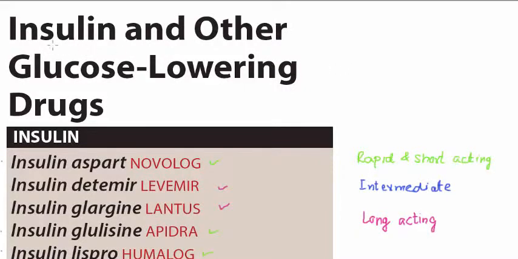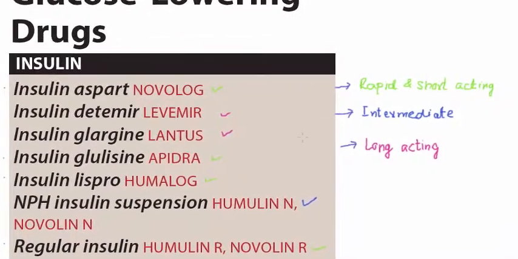Now comes the insulin and other glucose lowering drugs, which are also called hypoglycemics and are used to treat diabetes and related disorders. In the insulins, we have three types: rapid and short acting insulins, intermediate acting insulins, and long acting insulins.